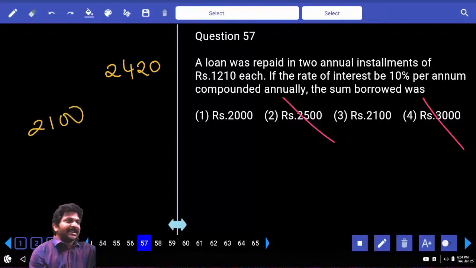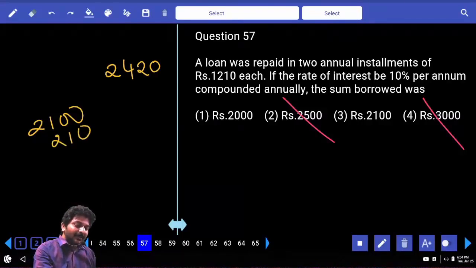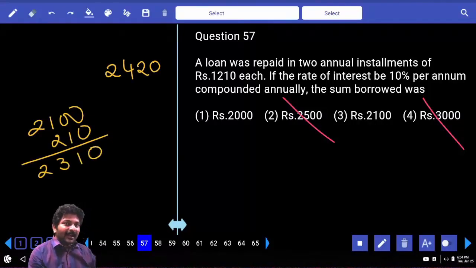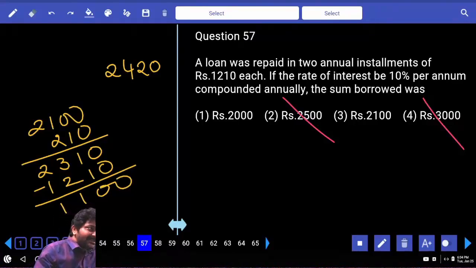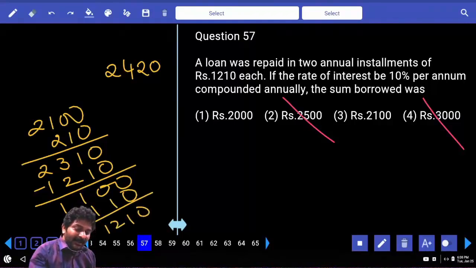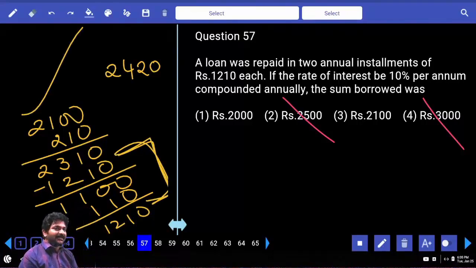Answer will come, though. What is interest rate here? 10%. What is 10%? 210. That means value becomes 2,310. Correct? And then how much installment you are paying for the first time? 1,210 rupees. Then what it becomes? 1,100. Again after one more year you have to add 10% interest on this number. What is 10%? 110. Now it becomes 1,210 only. Are these two installments same? Hence our value is 2100, that is final answer. If you start with 2000, it will not satisfy.